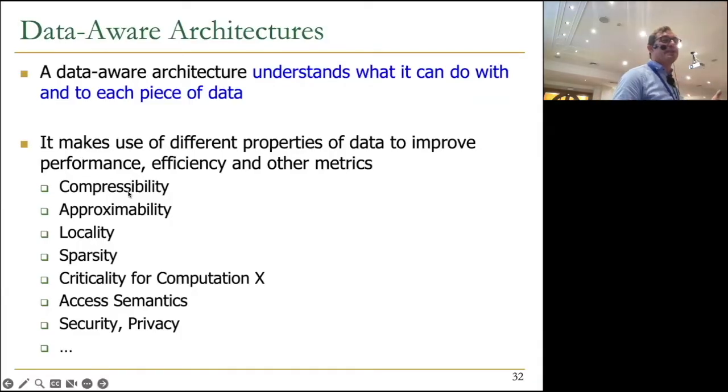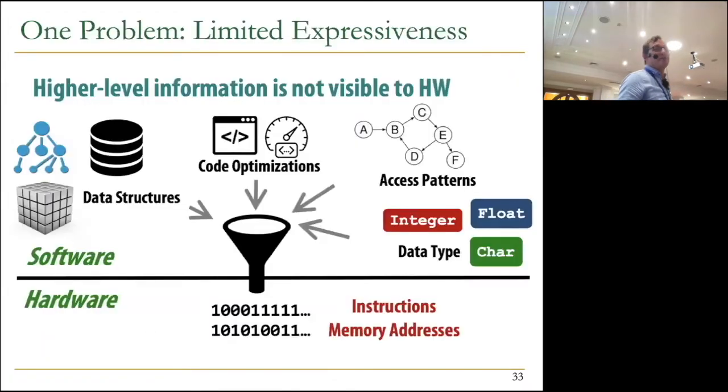For example, compressibility. If you can somehow say this particular data region, or data structure, has particular types of characters that are compressible with a particular algorithm, then you can actually design compression algorithms internally in the hardware that are much better fit for that data. Okay, so there are many problems over here because we're really cutting across the stack.